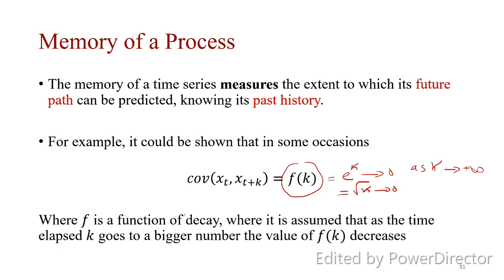So f is a function of decay, where it is assumed that as the time elapsed k, which is the difference between this and that, goes to a bigger number, the value of f of k decreases. So things are dependent very weakly. The dependence structure between events is almost negligible as the time elapsed between them grows, and this is very similar to what's happening in reality. And remember, we use mathematics to mimic what's going on in reality.